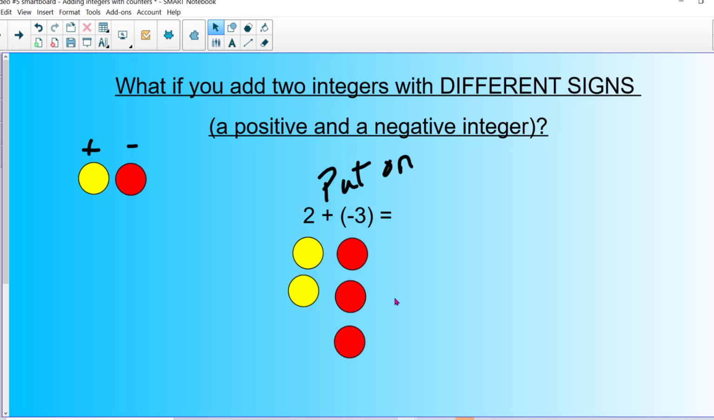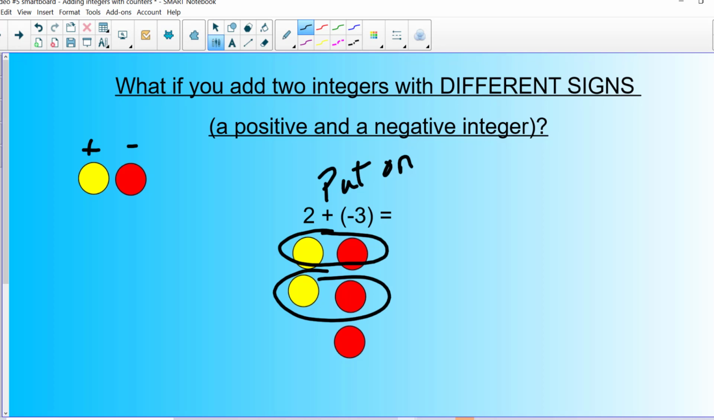Do you see any 0 pairs? Hopefully you said yes. How many 0 pairs do we have? Well, this positive 1 cancels out that -1. And then that positive has another 0 pair. So both of those make 0, right? This is 0, canceled out. These 2 canceled out. And what's left? 1. But what is it, positive or negative? -1. Good. So in this case, 2 positives plus 3 negatives equals -1.